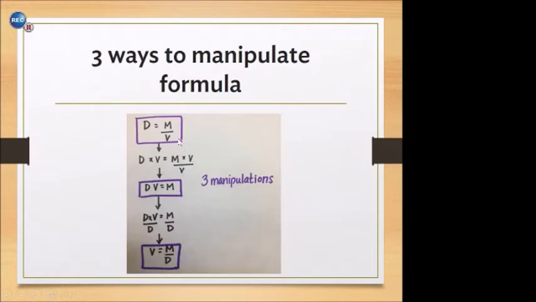We can manipulate this three different ways. So if we have density is equal to mass divided by volume, we can multiply both sides by volume. The volumes here will cancel out, all right? And so you'll have density times volume is equal to mass. If I wanted to look for what the volume was, I would have to divide each side by density. The density on the left-hand side cancels, and I get volume is equal to mass divided by density.